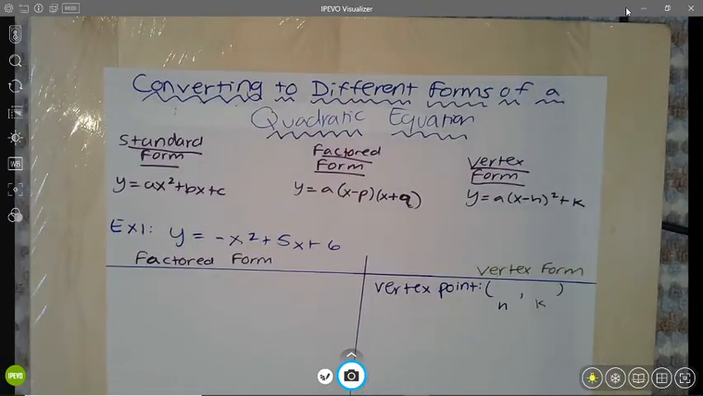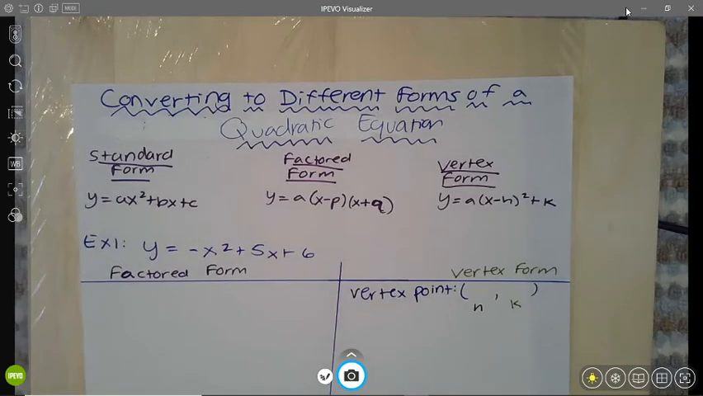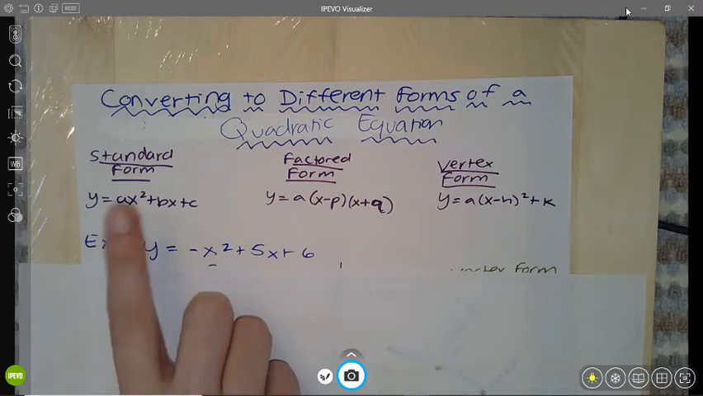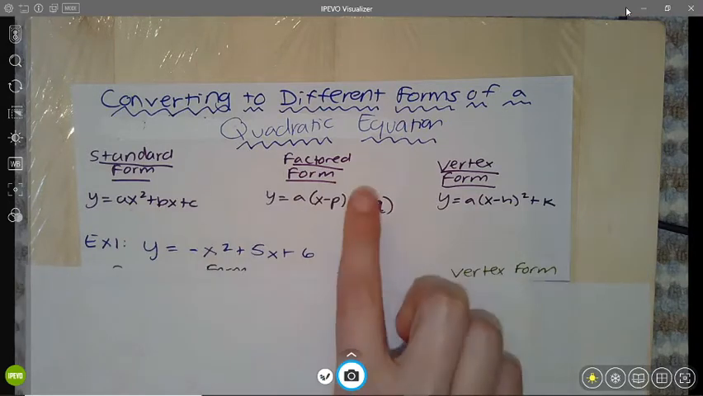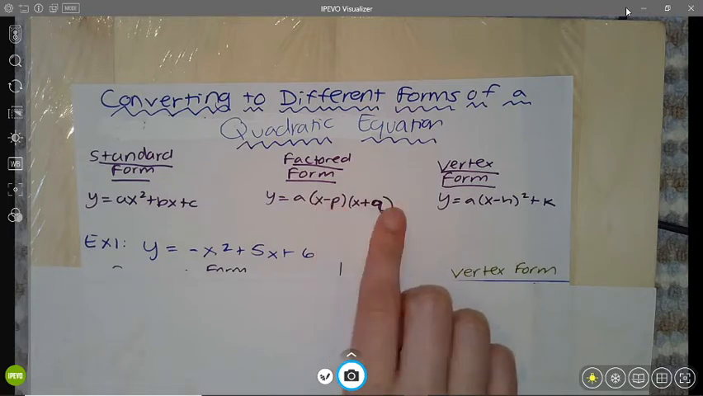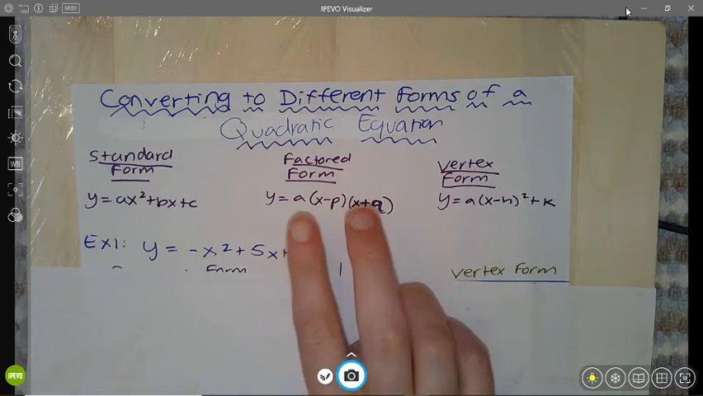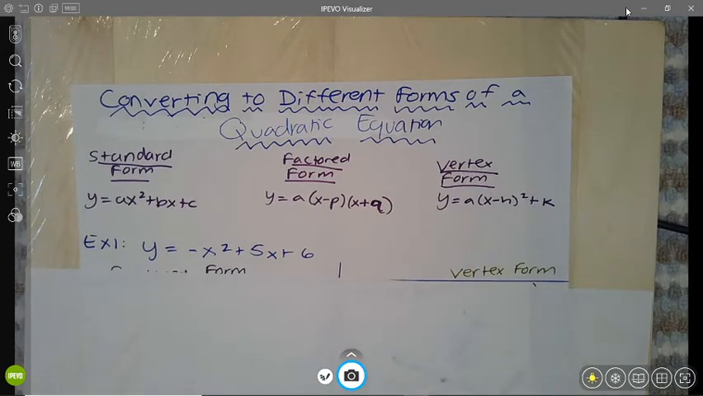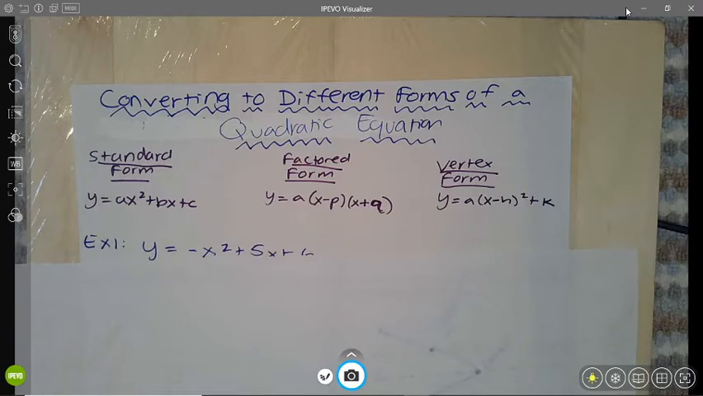So, on example 1, which actually I'm going to cover up some things. Alright, but anyways, so again, we're going to be converting to different forms of a quadratic equation, which again, standard form is that ax squared plus bx plus c. Factored form is when we have more than one value multiplied together, so when you see like two parentheses side by side. And then vertex form, which is the a times x minus h quantity squared plus k. Okay, so in our first example, we're starting off with y equals negative x squared plus 5x plus 6.